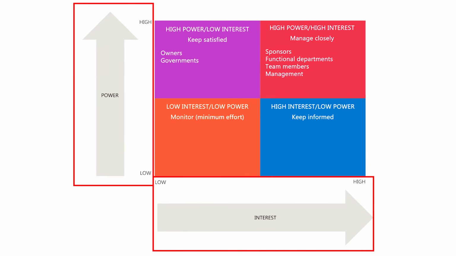By plotting stakeholders against these two dimensions, you'll identify which stakeholders require close management, periodic updates, or minimal communication, enabling you to allocate resources effectively to meet these different stakeholder needs.